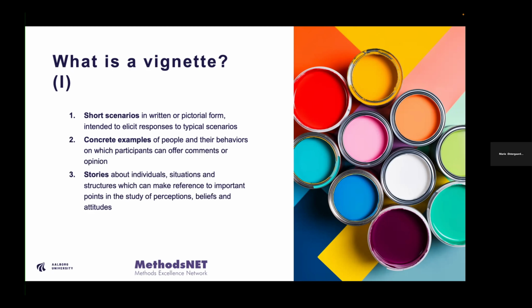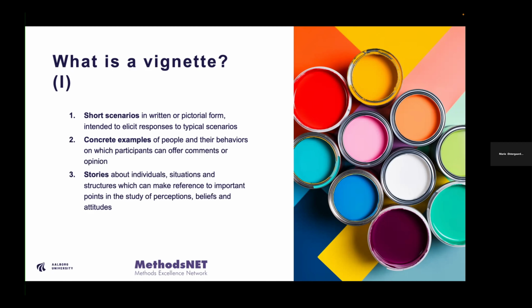So a Vignette is a story, typically about individuals, situations, and structures which can make reference to important points in the study of perceptions, beliefs, and attitudes. So basically, a Vignette is a story which we create when we want to study something that is very often very difficult to see or to talk about.